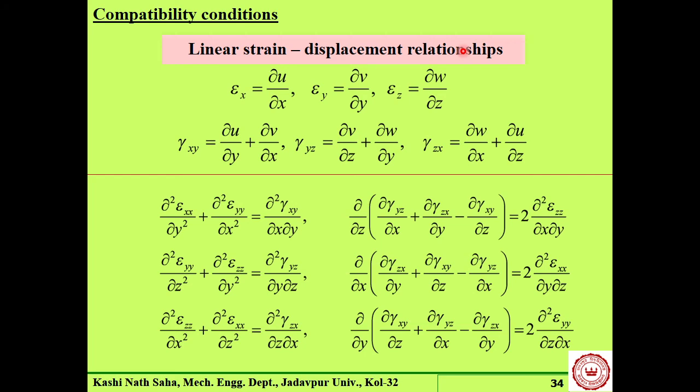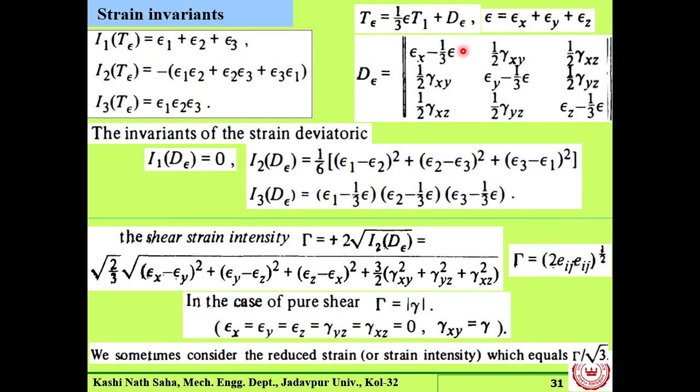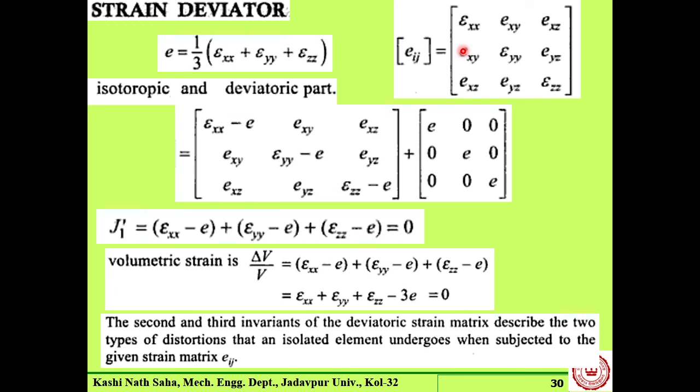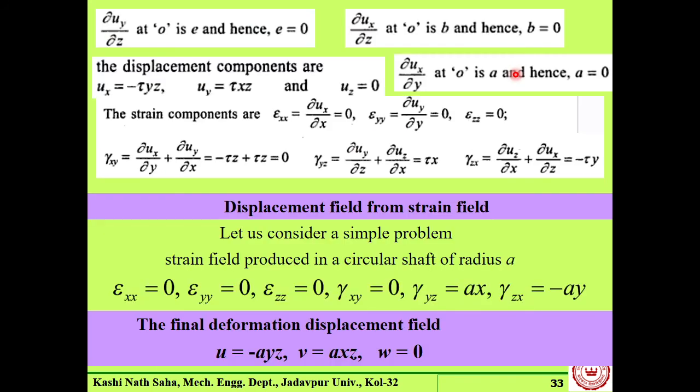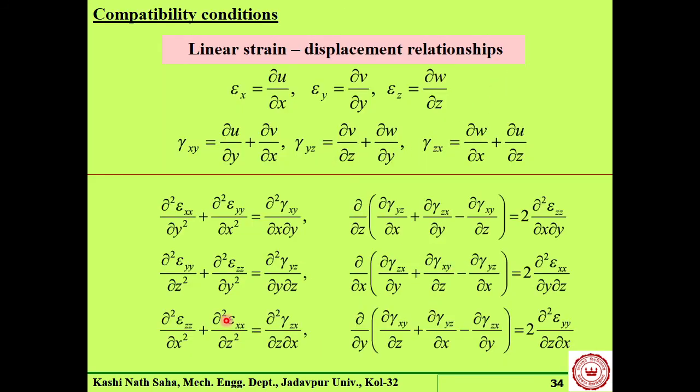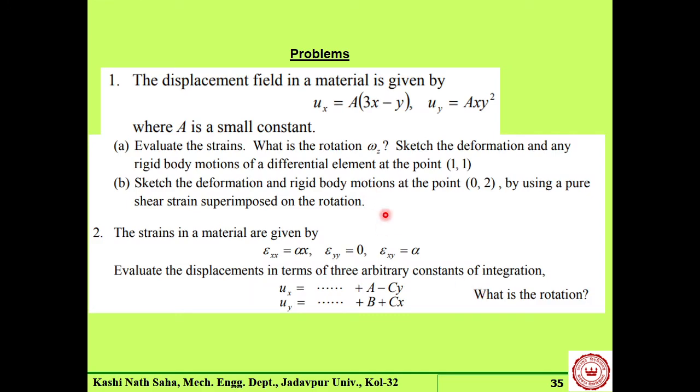That means, given a strain tensor, say such a strain tensor is given, this strain tensor cannot be arbitrary. Whatever the strain tensor is, it has been generated from a displacement field. So these relations need to be valid. That is what you will get in some problems.